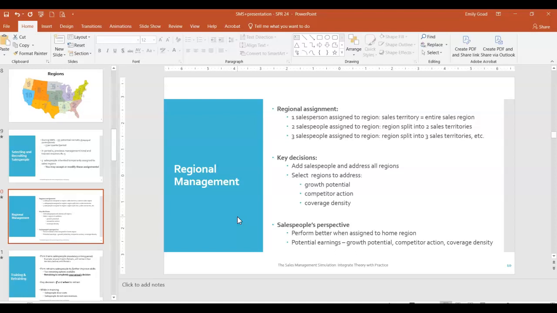So you can see what the key decisions are. And then you also have to think about the salesperson's perspective, because a unique thing that's built into this is that the salesperson can also quit at any point in time. So again, they perform better in their home region or an adjacent region, and they perform better based on their earnings, which is impacted by growth, competitors, and coverage.